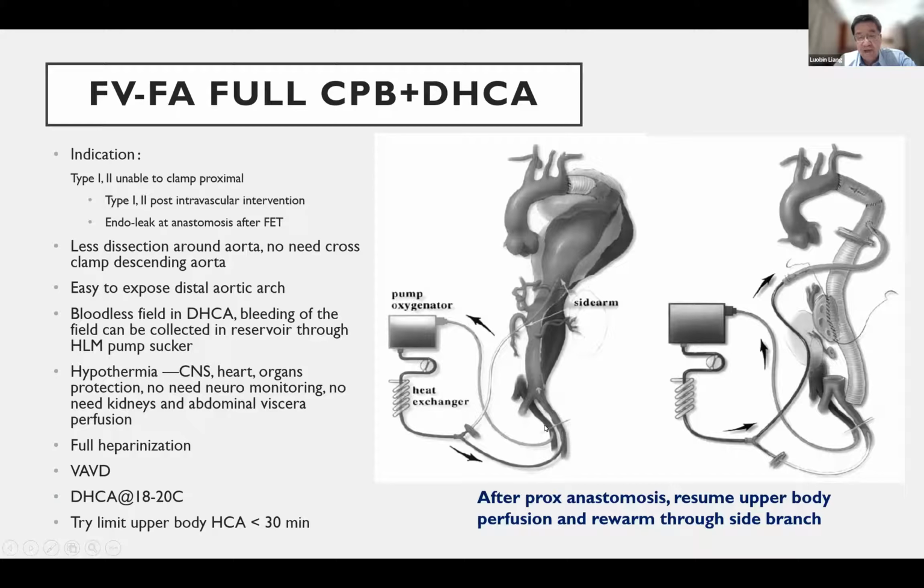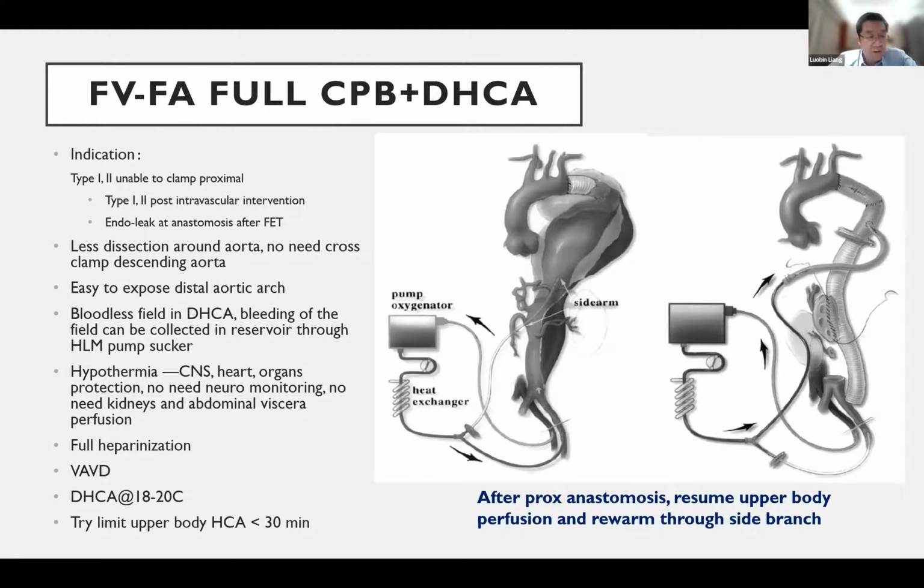In this way, you can cool the patient down, and then after that you can stop the circulation and just open up the proximal thoracic aorta. You can do the anastomosis. After that, you can use a side branch of the graft, then put another arterial cannula over there, and you can start warming up the patient.